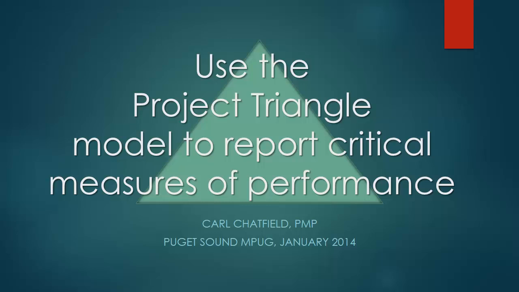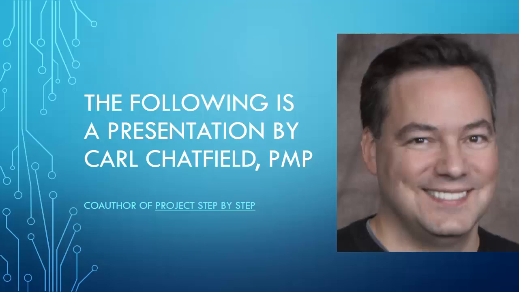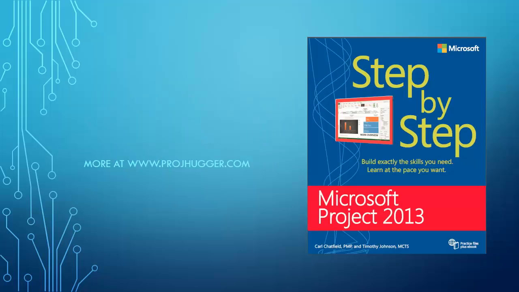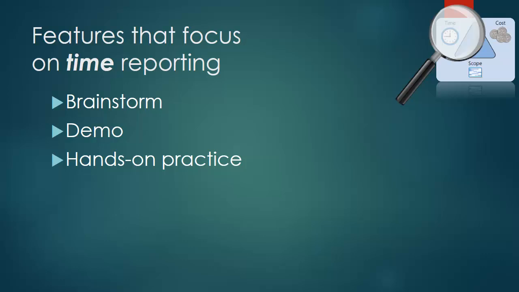Okay, so let's now do some hands-on demos and discussion. Let me ask you, what are the major features in Project that come to mind when I say, given the context of that project triangle model, what are those features that really focus on time as distinct from cost and scope? And there are many of them in Project, as we would expect.